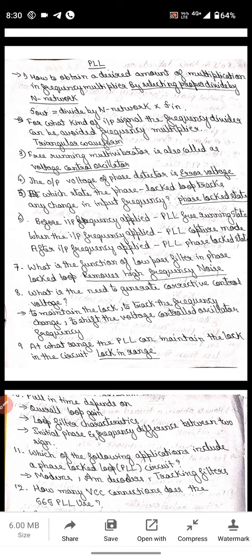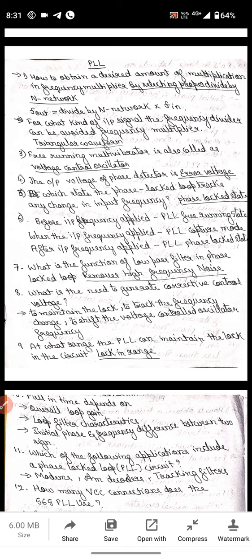Before the input frequency is applied, we call it the PLL free running state. When the input frequency is applied, we call it the PLL capture mode. After the input frequency has been applied, it is the PLL phase locked state.